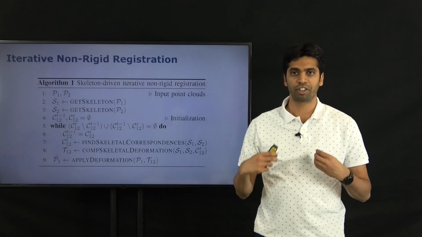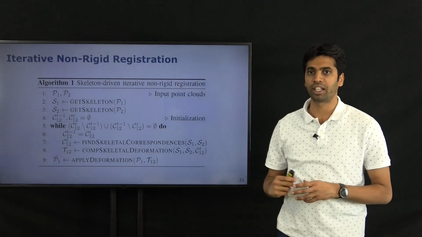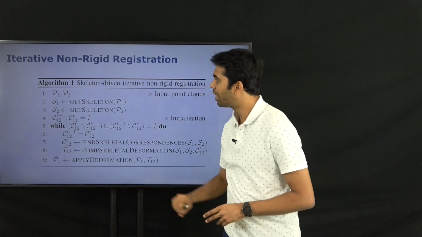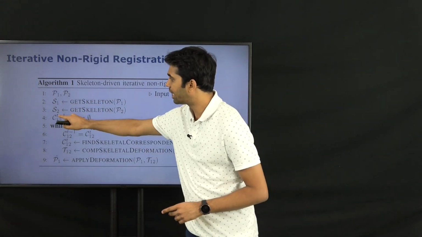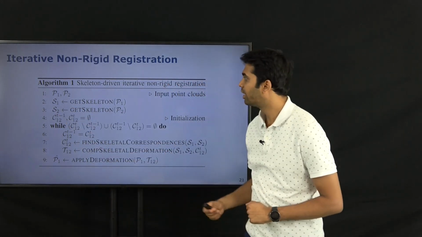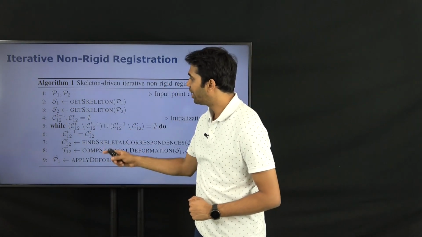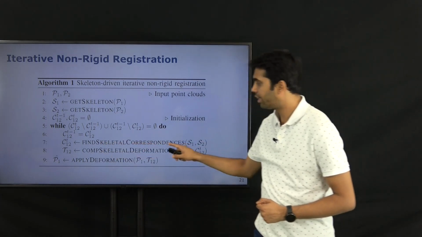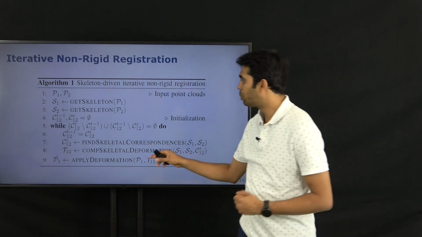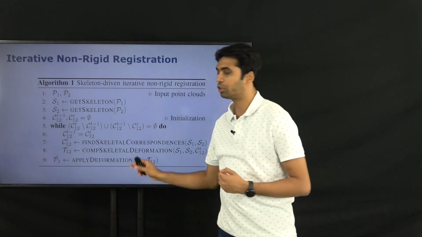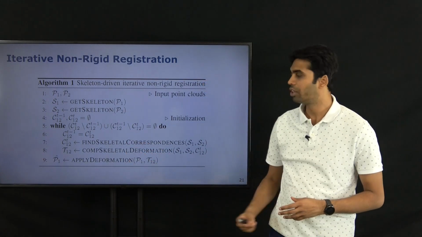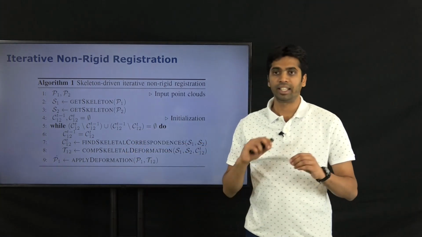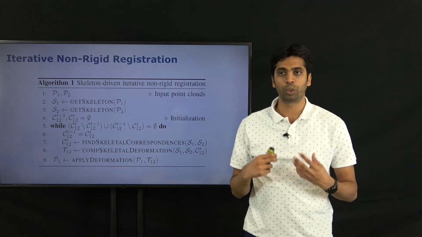So now I would like to give a quick summary of the different steps that we have seen. We start out with the 2 point clouds P1 and P2. Then we compute the corresponding skeletons exploiting the semantics. And then we have an iterative process where we iterate between finding the skeletal correspondences as well as using these correspondences to find the deformation parameters. We repeat these steps until the estimated correspondences do not change.